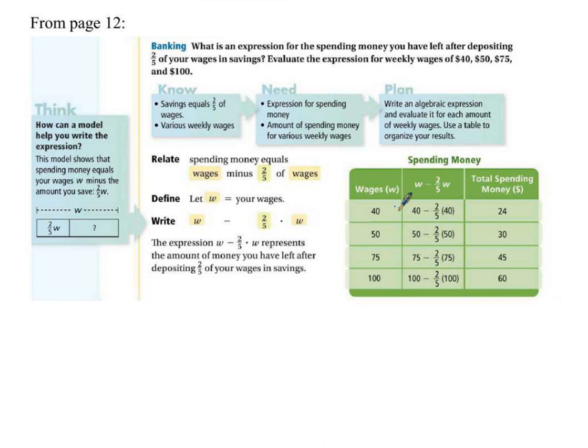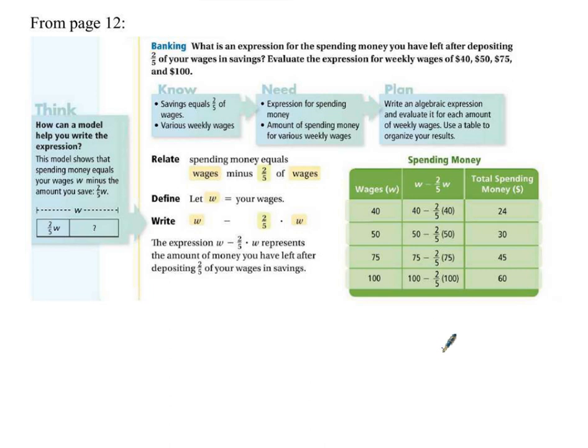So if you make 40 bucks, 40 bucks minus 2/5 of 40 bucks, 2/5 of 40 bucks is 16. Okay. 40 minus 16 is 24, so you'd have $24 left over to spend. You'd be able to buy like a tank of gas if you drive a moped. 50 bucks, all right, 2/5 of 50 bucks is $20. So we have 50 minus $20. Now I have $30 left over for spending money. And that's what this table is trying to show you, okay?